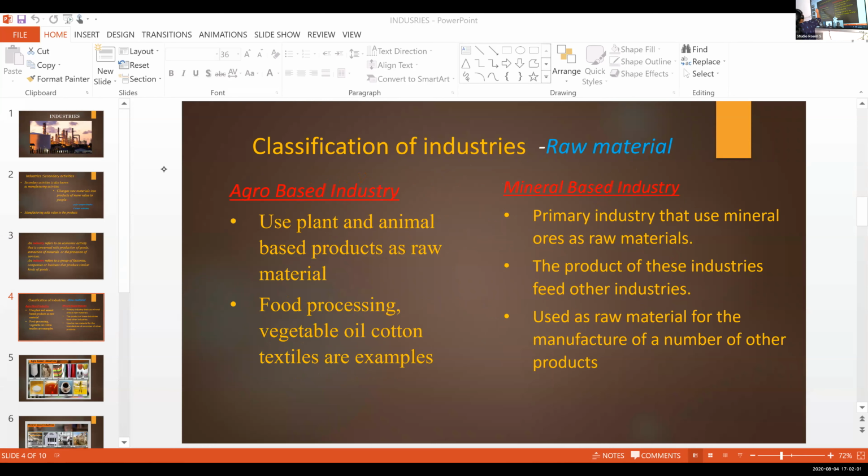First one is agro-based industry. What is agro-based industry? It uses plants and animals. What is the raw material in agro-based industry? Plants and animal products are the main raw material in agro-based industries. Agro-based means agriculture-based. For example, vegetable oil, food processing, cotton textiles are examples of agro-based industries.